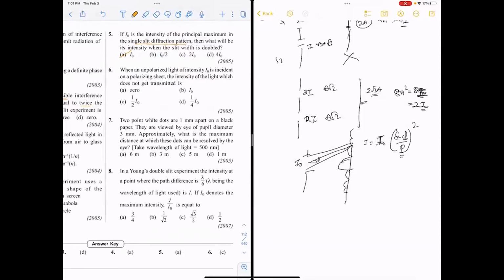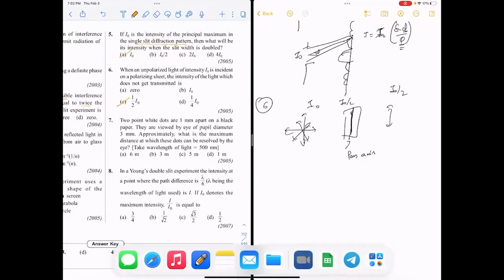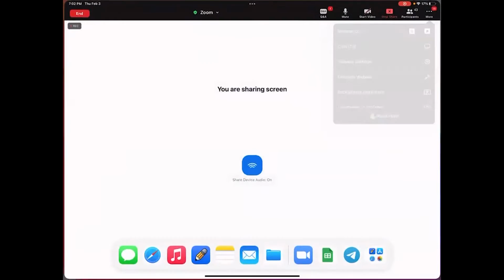Sixth one: when an unpolarized light of intensity I naught is incident on a polarized sheet, what is the intensity of light which does not get transmitted? So unpolarized, how much will come out? I naught by 2. Unpolarized light is in all directions; it falls on a polaroid, and we get a single direction, the pass axis. So I naught by 2 will come, and I naught by 2 is stopped. Is that making sense? Everyone, can you understand?